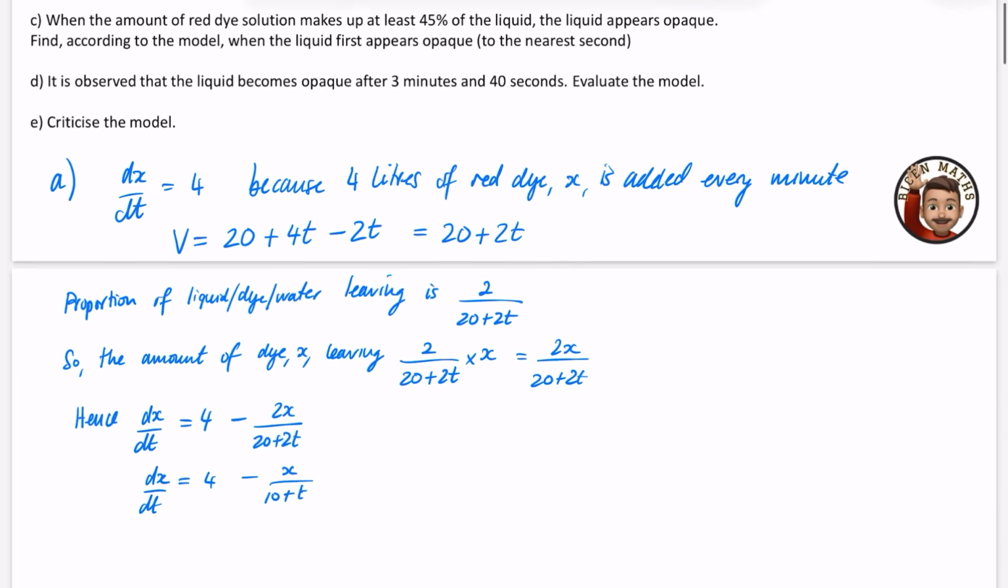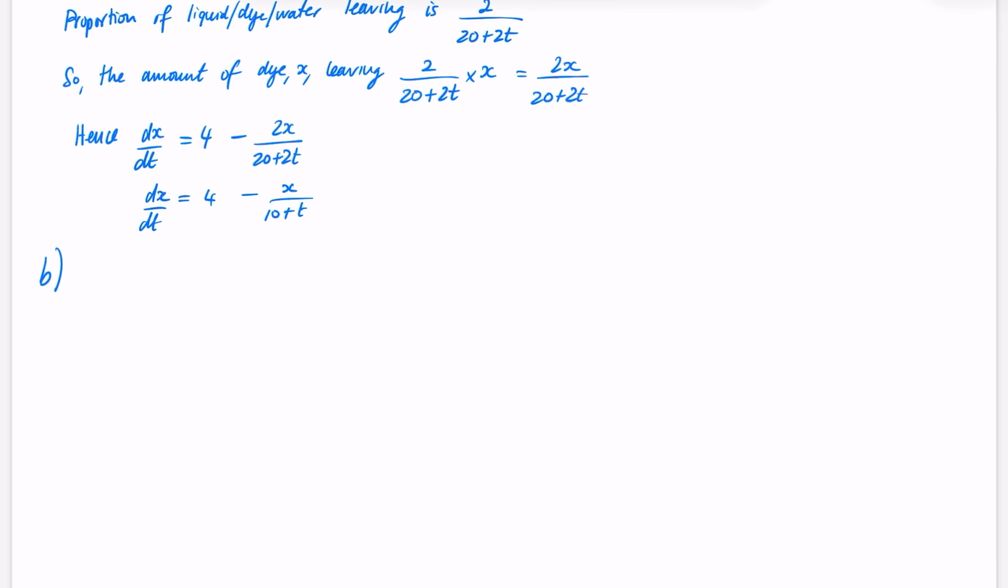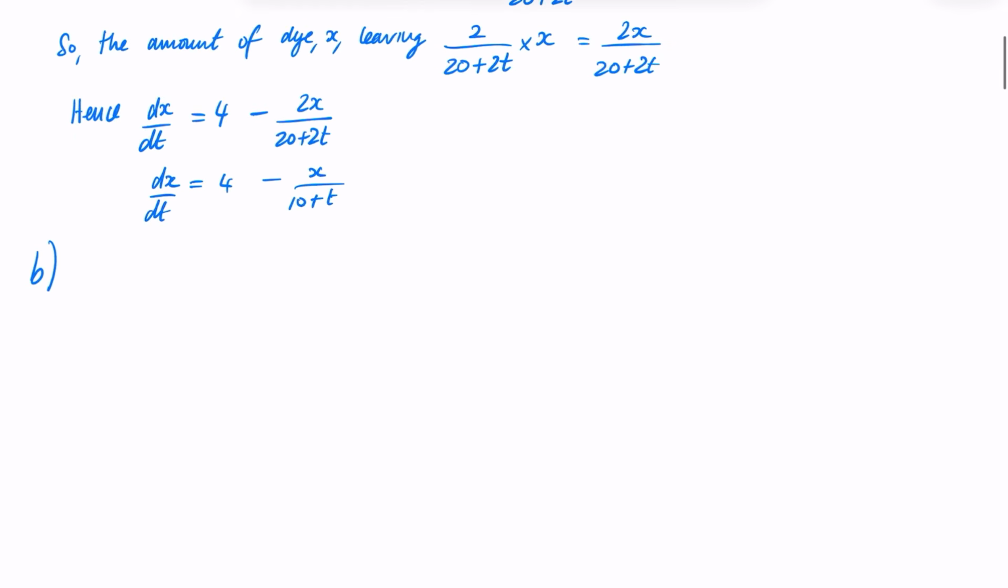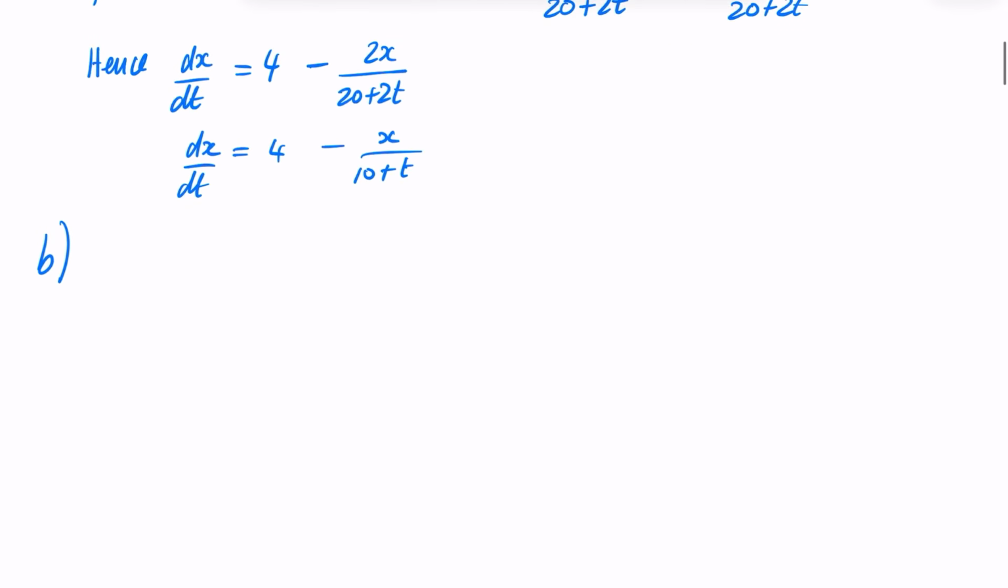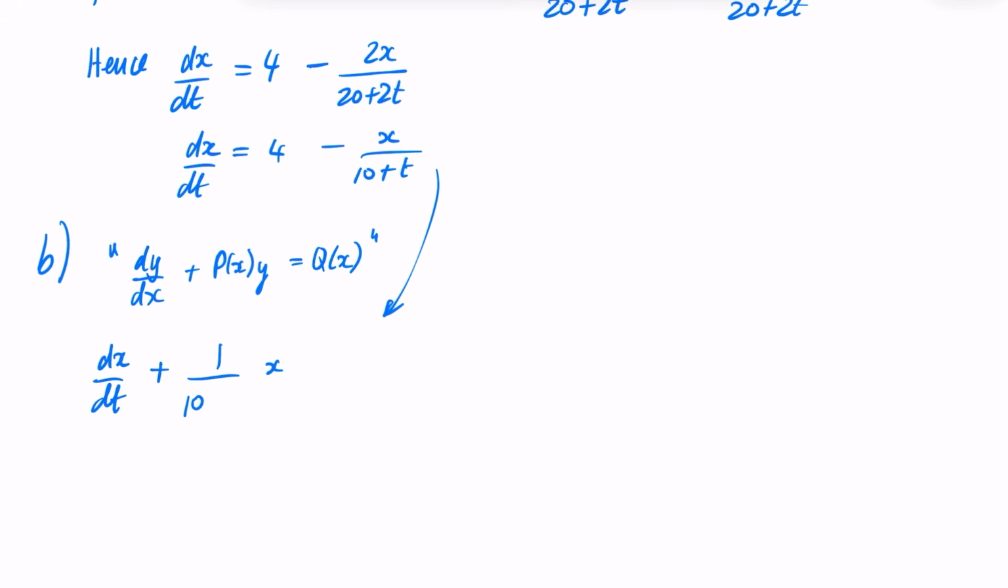But this is a first order differential equation. So even if you couldn't do part A of the question, we can definitely solve this by using our integrating factor. Now we do need to have it written in the standard form. The standard form is dy by dx plus p of x y equals q of x. So I'm going to rewrite this equation in a slightly different form so that we have dx dt plus x times 1 over 10 plus t.